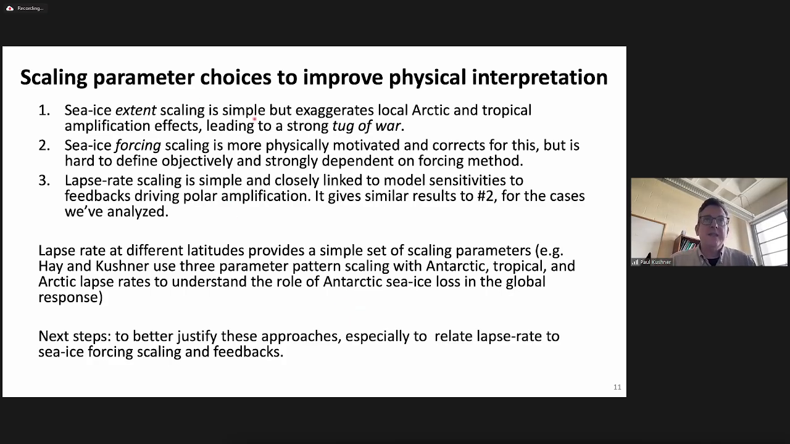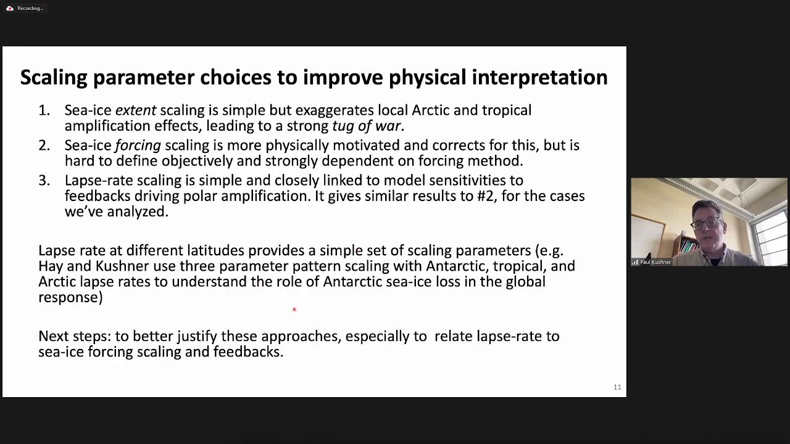Sea ice extent scaling is simple, but it really exaggerates this tug of war effect. And we think that we should move beyond sea ice extent scaling. Sea ice forcing scaling is more physically motivated and is linked more to the energetics, but it's actually hard to define objectively, and it's really dependent on forcing method. This lapse rate scaling is an alternative that's simple. It's closely linked to model sensitivities to feedbacks, and it gives a similar result to sea ice forcing scaling, at least for the cases we've analyzed.